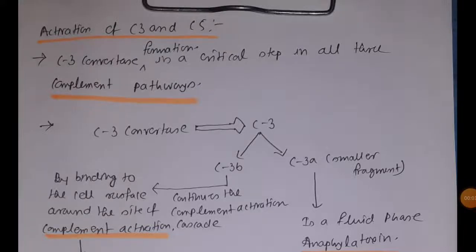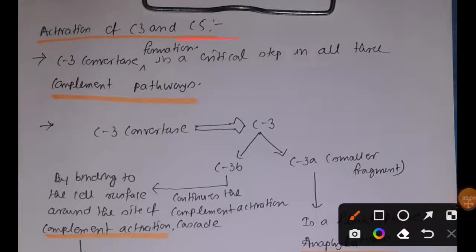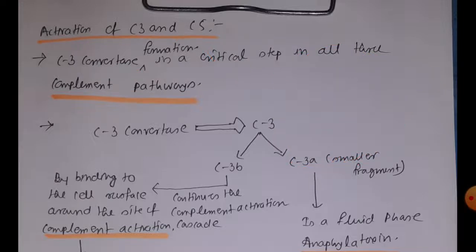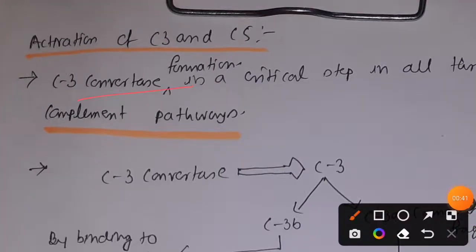Welcome back, guys. So in this video we are going to activate the C5 complement component. In previous videos we have only discussed the formation of C3 convertase. In each complement pathway, no matter whether it is the classical, lectin, or alternative pathway, we ended our lecture after the formation of C3 convertase. So in this video we will extend that part.